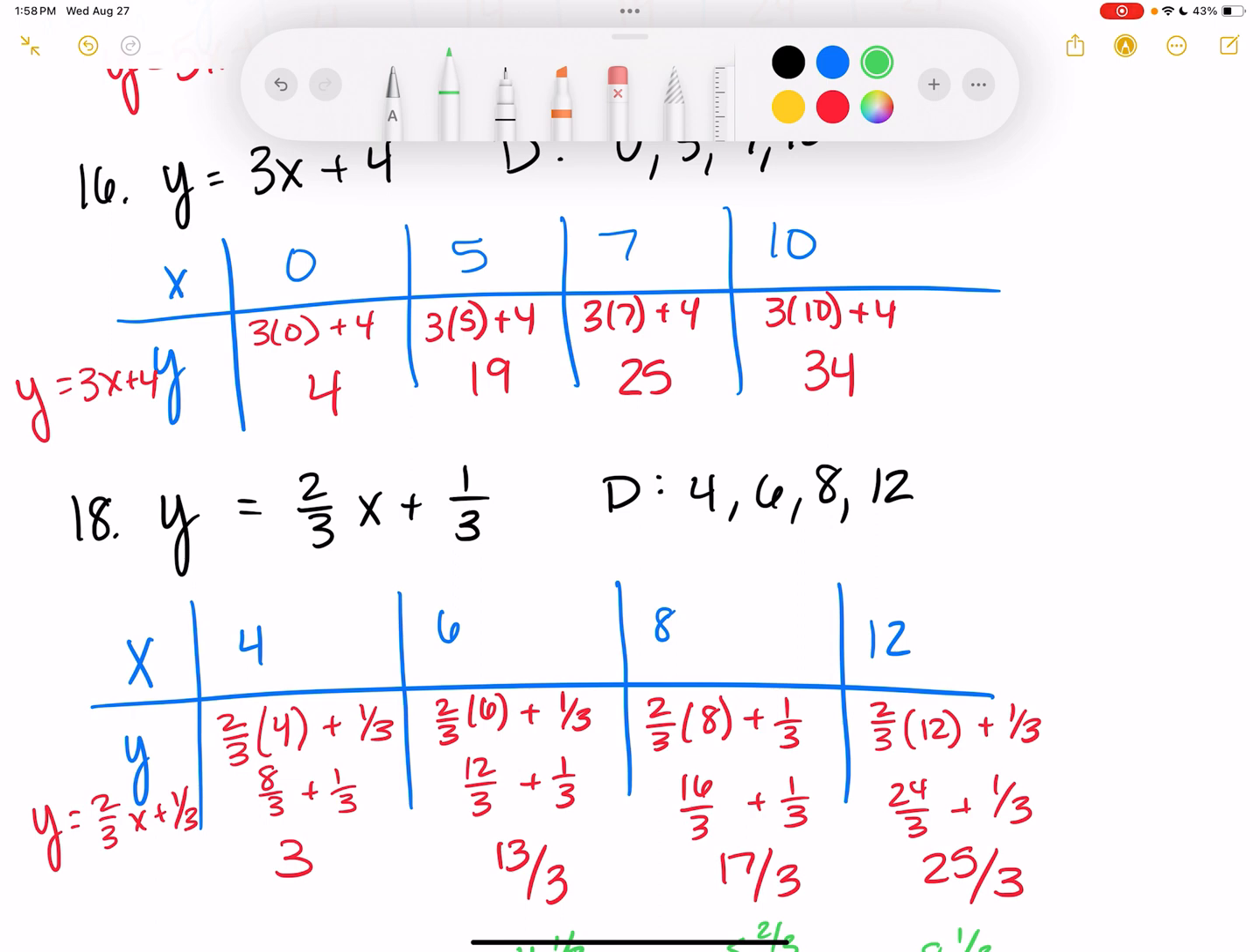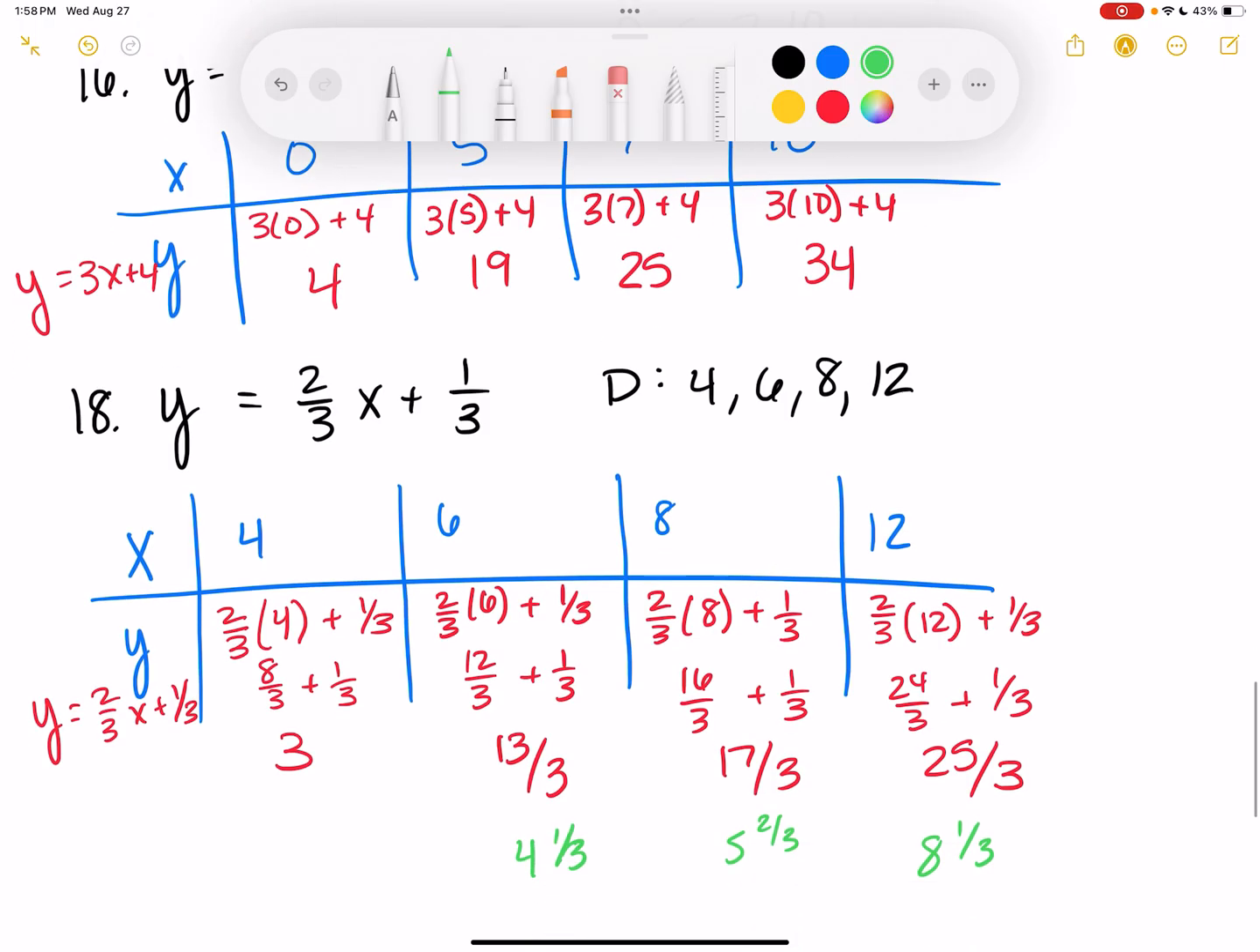And basketball season. All right, what did we get for the domain of 4? What was our y value? 3. How about 6? 4 and 1/3. I got 13/3. Okay, yep. 13/3 if you left it improper. If you are like really obsessed with mixed numbers, 4 and 1/3.